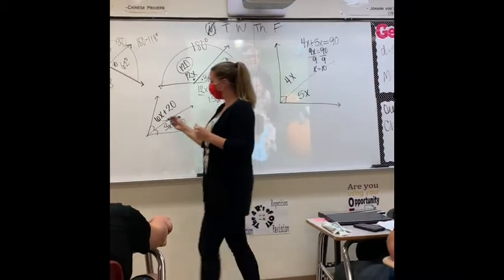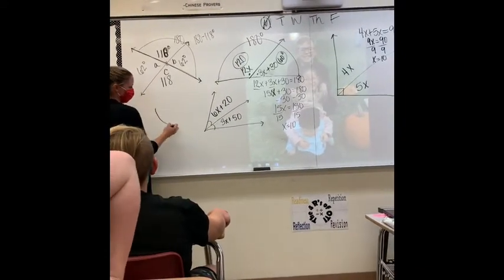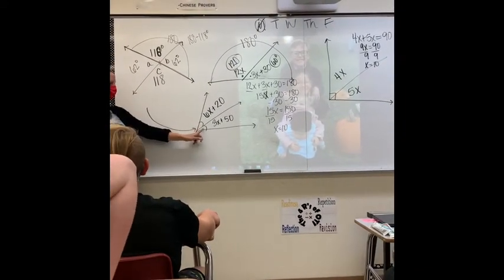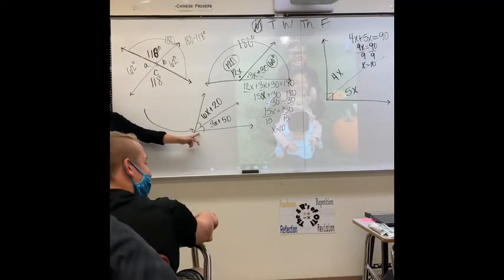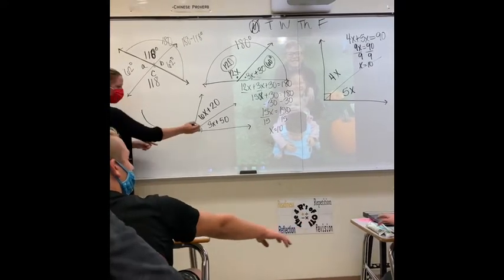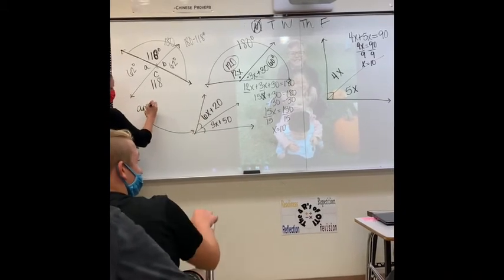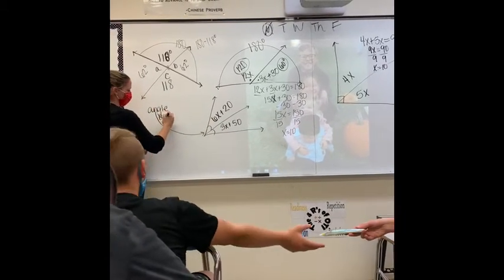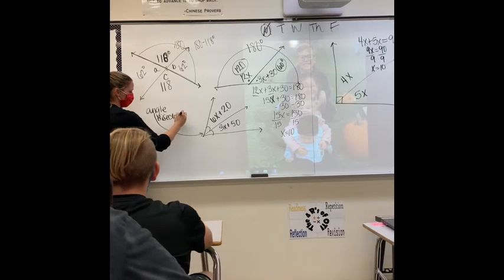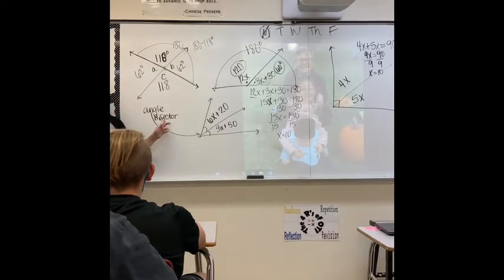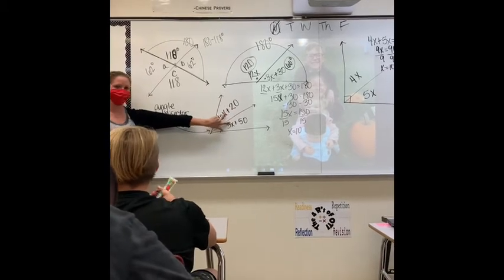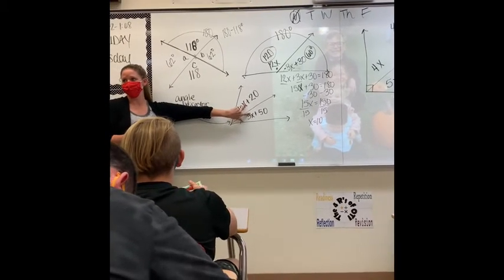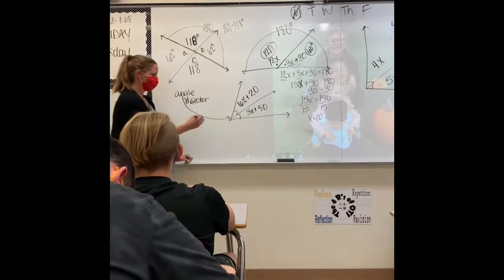Okay, this is the one that students struggle with the most. These little symbols here mean these angles are equal, congruent. Or I might say this is an angle bisector. Anytime you have a bisector, it's cutting the angle in half. How do I find x if these two are equal? You just do an equation.